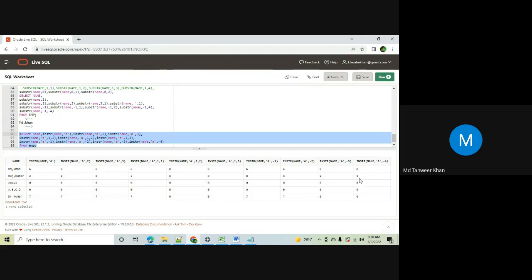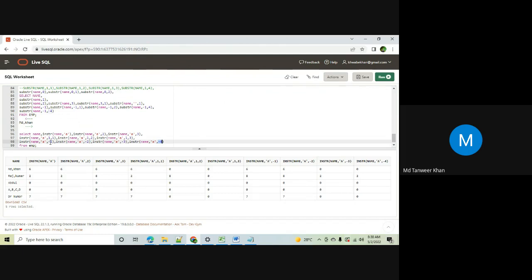Let me tell you one more example here. Again, this is giving you the same output, 2. Why? They both are giving the same output. See, minus means what I have told you. This third argument, what is it? Position. Yes, the third argument means position.